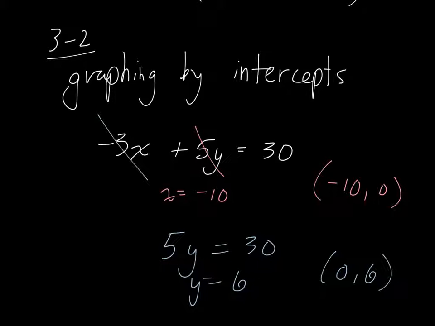Okay, it's a constant function because y is always the same. The other one is constant, but we don't call it a function. We'll talk about that a little bit later in the chapter. Okay, but horizontal and vertical lines.